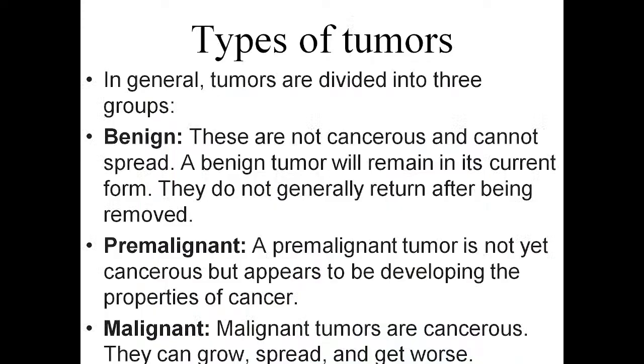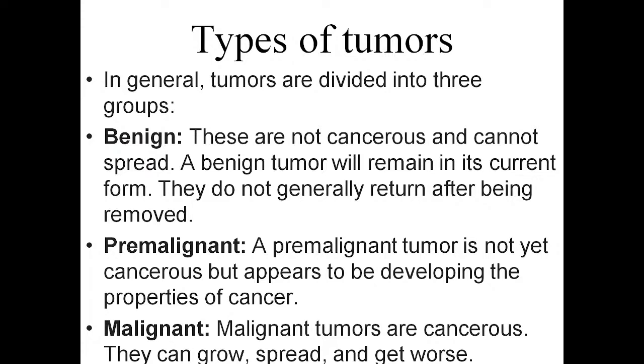Students, types of tumors. In general, tumors are divided into three groups. The following groups: benign tumor. These are not cancerous and cannot spread. A benign tumor will remain in its current form. They do not generally return after being removed.